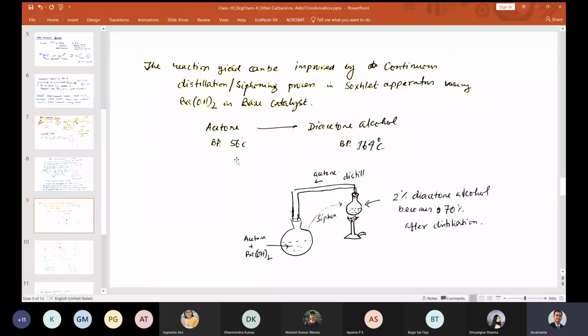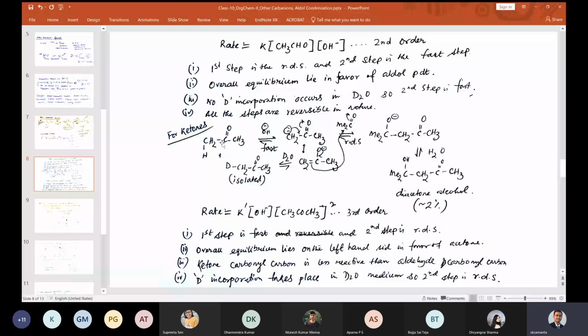Acetone has a boiling point of 56. Diacetone alcohol has a boiling point of 164. So who will be boiling first? Acetone, because it has a lower boiling point. If you take these two as a mixture, definitely your acetone will start to boil, and the diacetone alcohol will boil only if the temperature exceeds 164. Correct? So in your reaction mixture, what are the things present? Just acetone and diacetone alcohol.